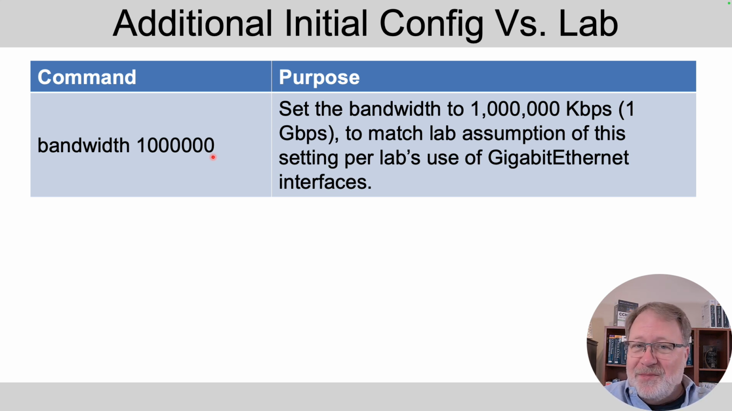So in CML, we have these interfaces that are Ethernet interface type, and their bandwidth defaults to a much smaller number, the equivalent of 10 megabits per second, which is 10,000 kilobits. So here's what I've done in the config. I've changed the bandwidth to match what gigabit interfaces would show by default, because this bandwidth setting impacts the instructions in the lab. So basically, I've revamped the bandwidth so it matches what you would have seen in Packet Tracer or real gear that have gigabit interfaces.